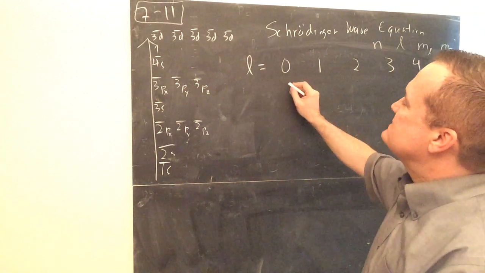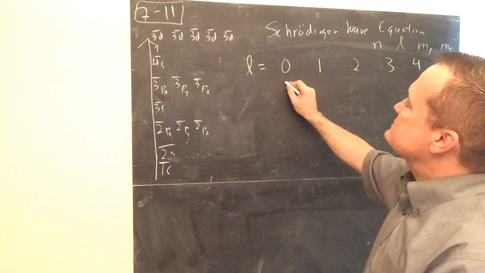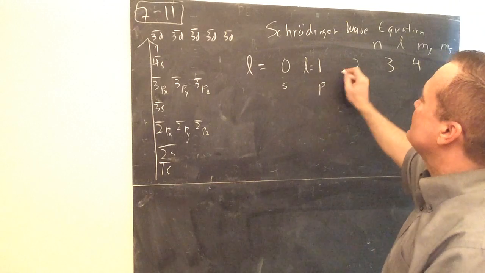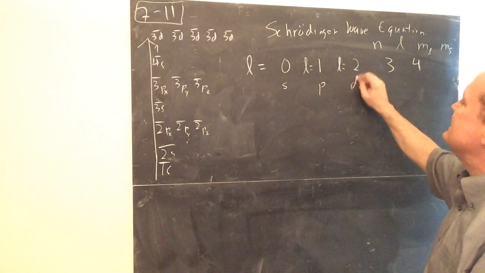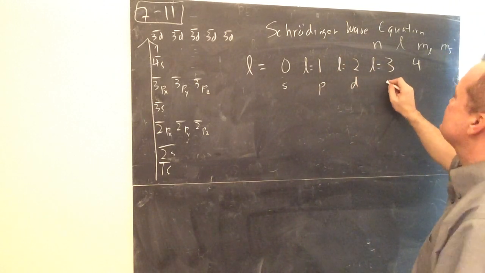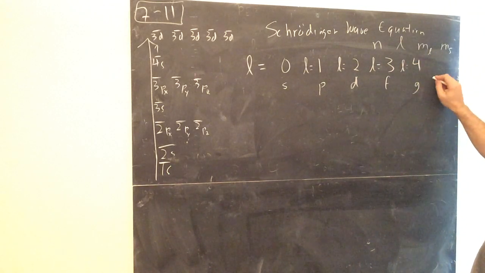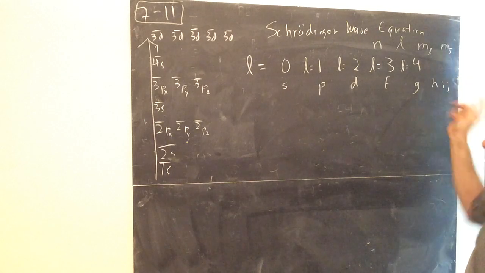If L is equal to 0, then we say it is what's called an s orbital. If L equals 1, we call it a p orbital. If L equals 2, it's a d orbital. If L equals 3, it's an f orbital. If L equals 4, it's a g, then h, i, j, k, and it keeps on going.